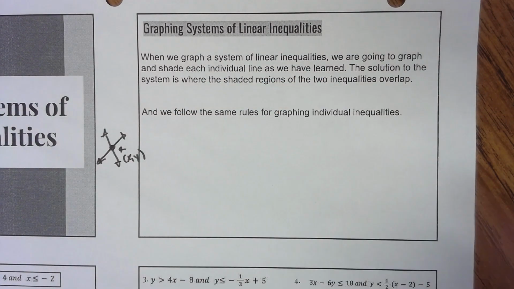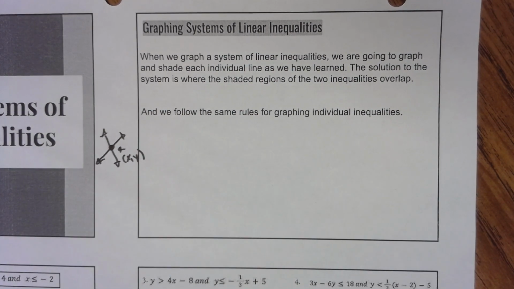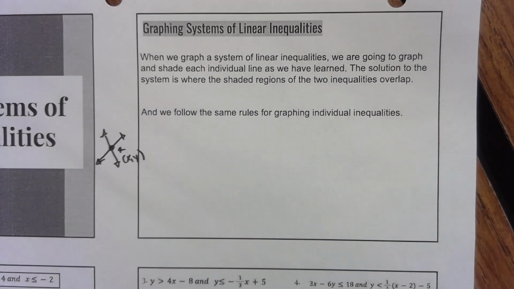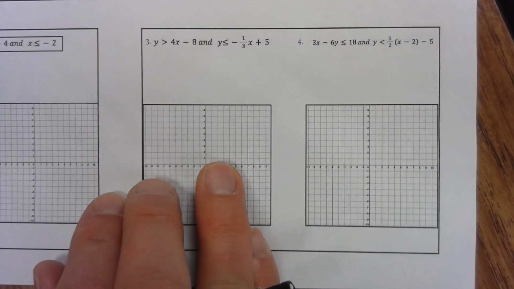So when we graph a system of linear inequalities, we're going to graph and shade each individual line just like we did last time. The solution to the system is where the shaded regions of the two inequalities overlap. And we must follow the same rules for graphing individual inequalities. So we're just going to jump right into it. Okay, so number one here.